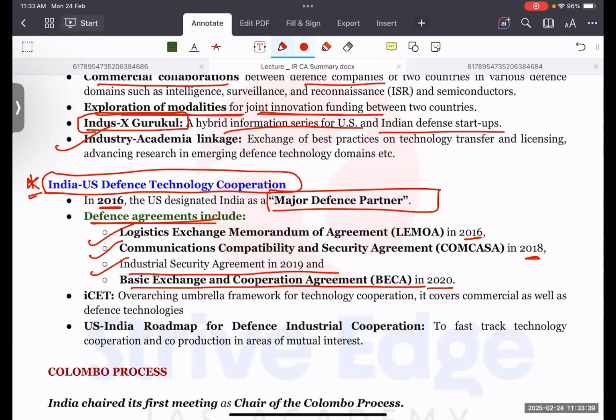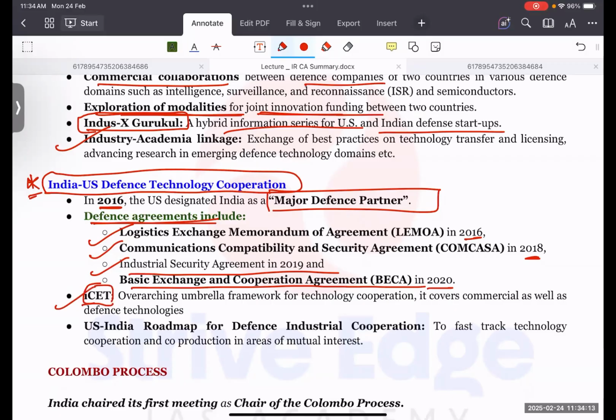There can be a simple question about that: the LEMOA, or the expansion, Logistics Exchange Memorandum of Agreement seen in the news, is between which of the two countries? Or there can be a matching question. There can be some other agreement with another country, and these countries are given in a matching, and they will say to rightly match these particular agreements with the countries. These kinds of questions are asked. Some such questions were already asked in prelims, and there is a high chance that they can be repeated again.